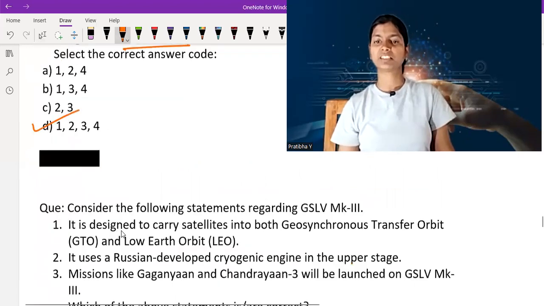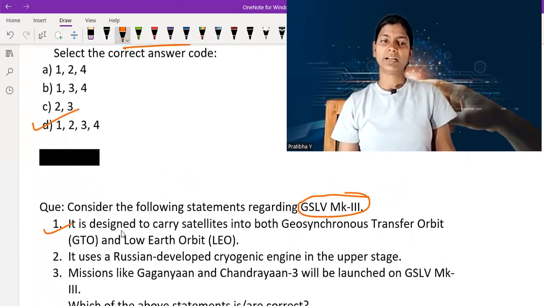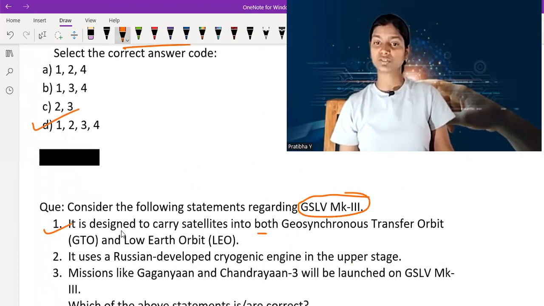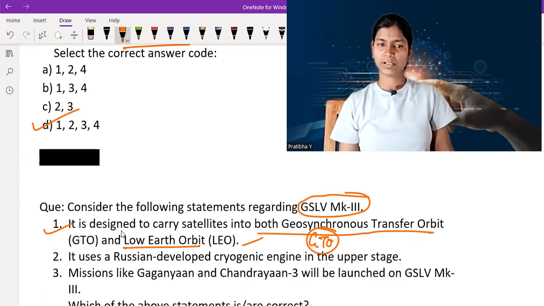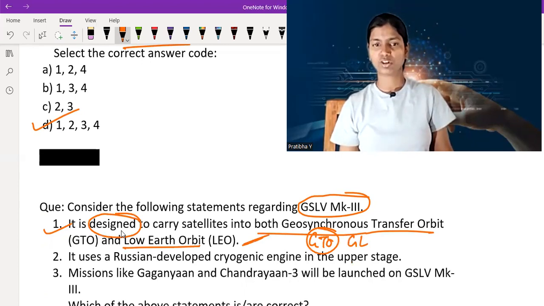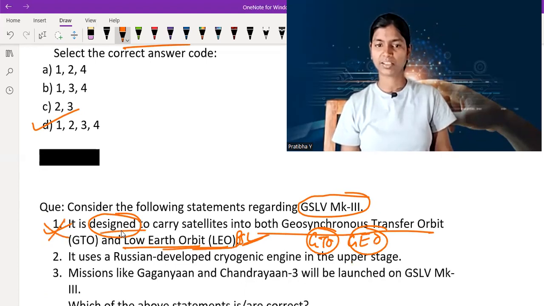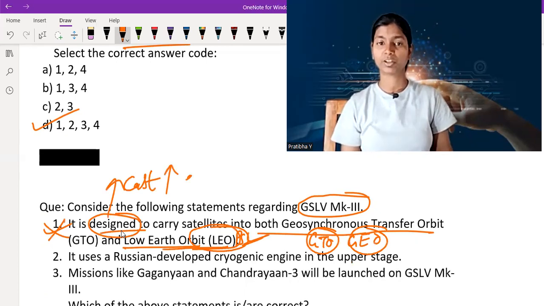Consider the following statement regarding GSLV. One, it is designed to carry satellites into both geosynchronous transfer orbit and low Earth orbit. If it takes satellites into GTO, why can't it go to LEO? Basically, it is designed to take satellites into GTO and GEO, not LEO, because PSLV is designed for that. So it is wrong. It is not designed for launching satellites into LEO because its cost is higher, and it also takes a higher payload. So it is designed for GTO and GEO.